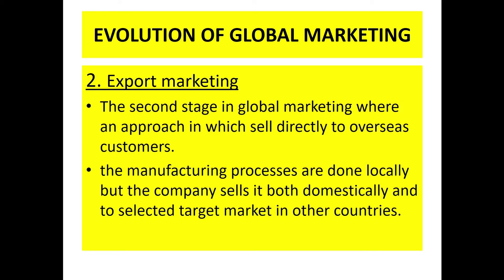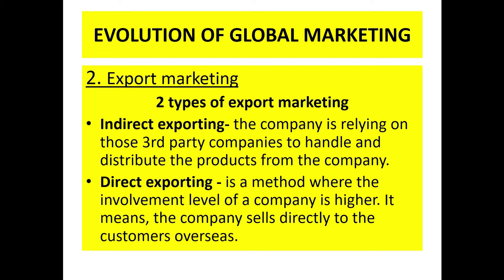Next is export marketing. So this is the second stage of your global marketing. They sell directly to overseas customers. So the manufacturing process is done locally, but the company sells it both domestically and in selected targeted markets in other countries. We call it export marketing. So there are two types of export marketing. We have the indirect and the direct.